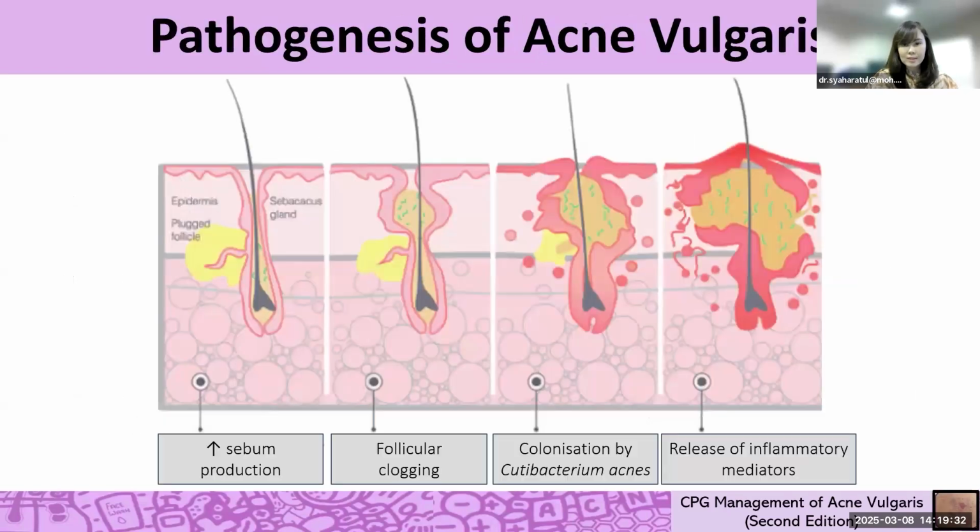So let's start off with pathogenesis of acne vulgaris. So there are four main pathways that are involved in the pathogenesis of acne vulgaris. First up, we have increased sebum production. And this increased sebum production, along with the dead skin cells, will then accumulate in the hair follicle, in the pores, which eventually lead to follicular clogging. So when you have follicular clogging, the follicular content will then be colonized by this bacteria called Cutibacterium acnes. And as time goes by, the colonization by Cutibacterium acnes will eventually lead to inflammation and release of inflammatory mediators.